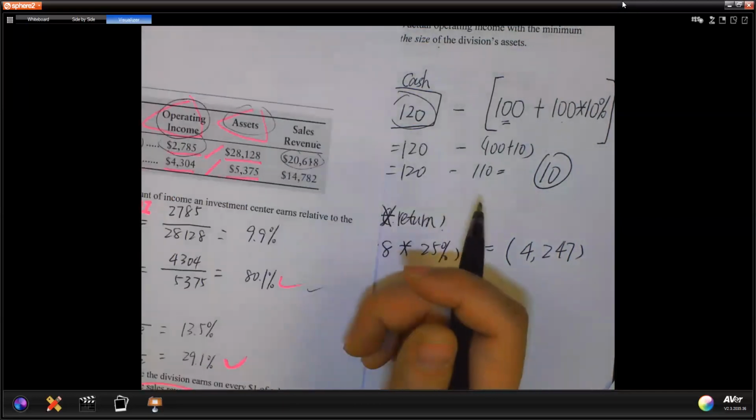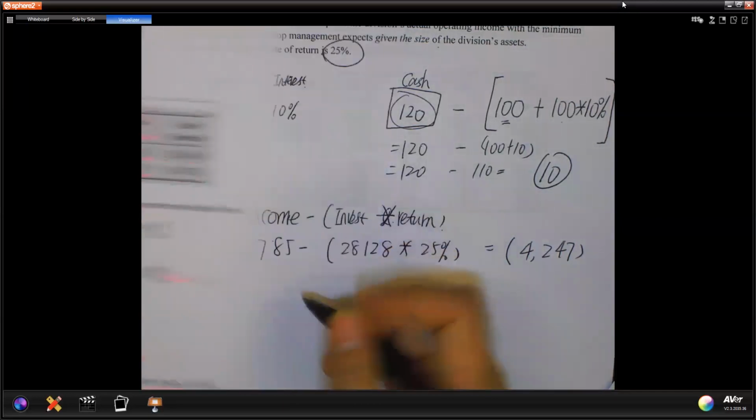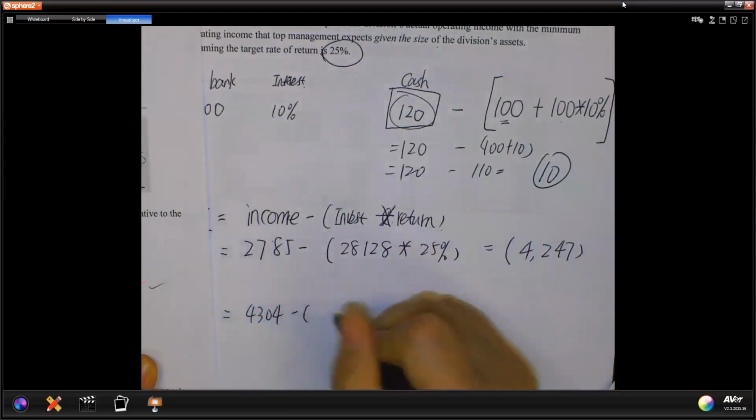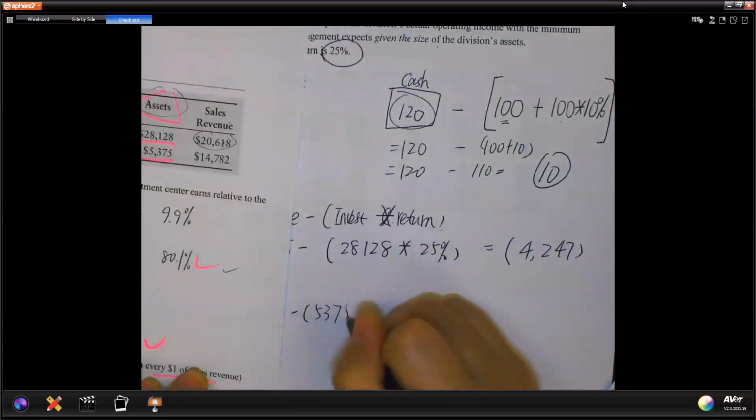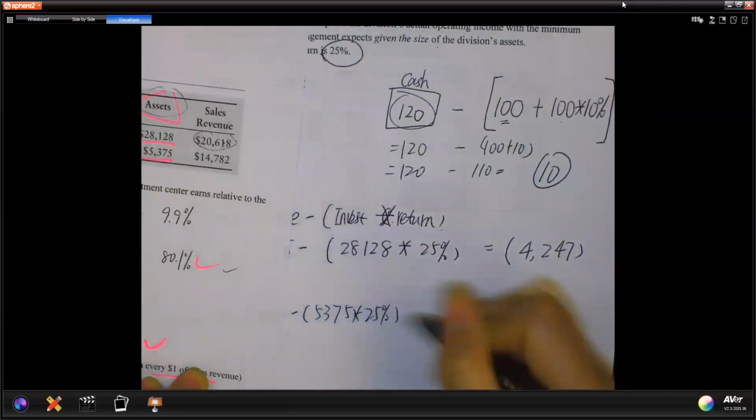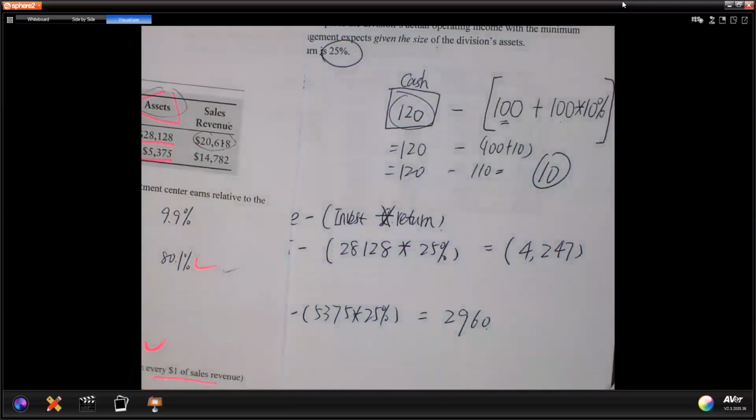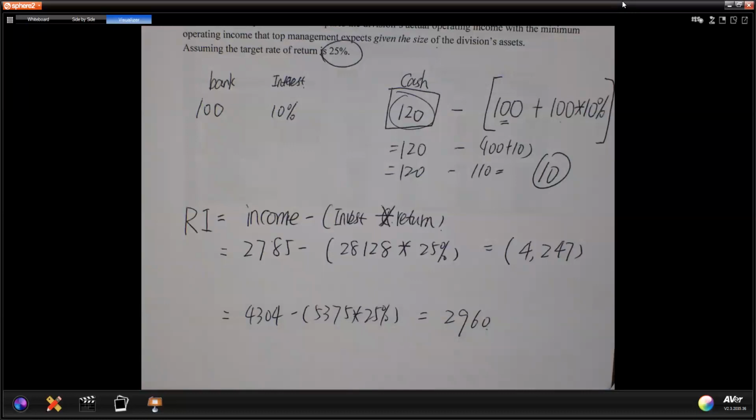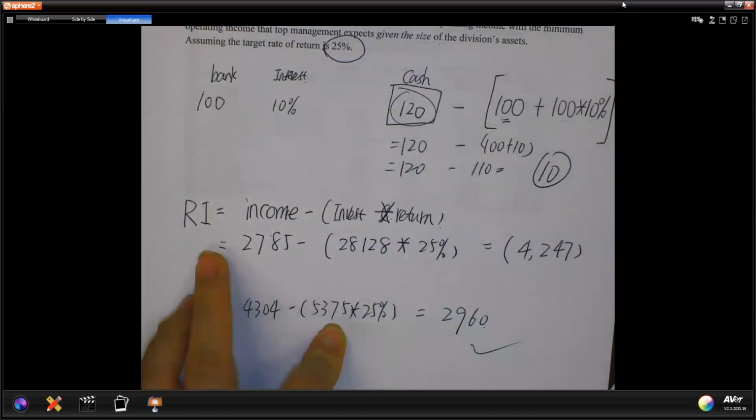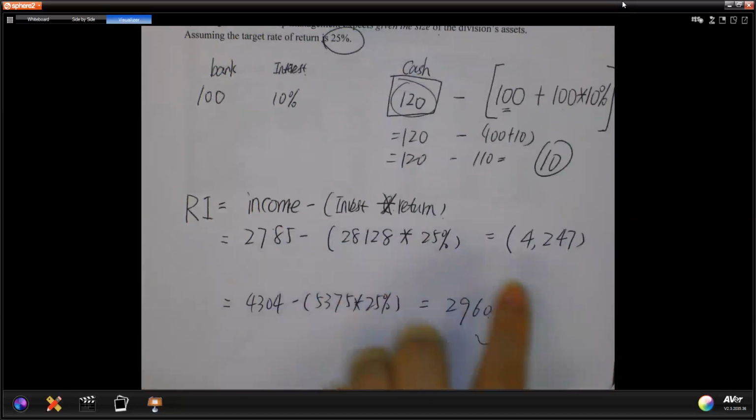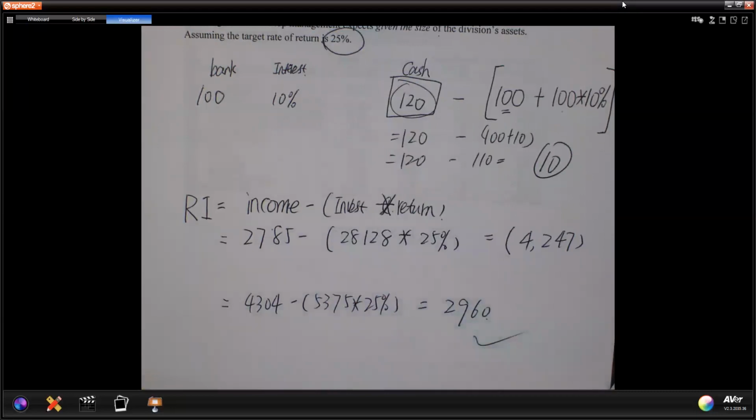For the Frito, it's different. Your income is 4,304. So 4,304 minus investment, which is your asset, 5,375, 5,375 times 25%. So you will have a residual of $29,060. You tell me which division is doing better. Ta-da! It's our Frito, right? So the income is more than the required return. But for Pepsi, it doesn't even cover the required return. So you will have a negative residual.